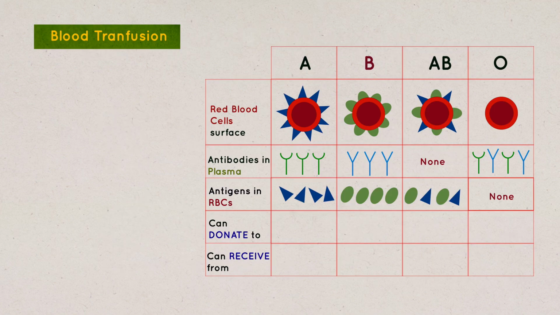Now we will look into blood transfusion and its order. Let's start with blood group A. What blood groups can group A donate to? Group A can donate blood to group A and group AB. Let's see how it works.